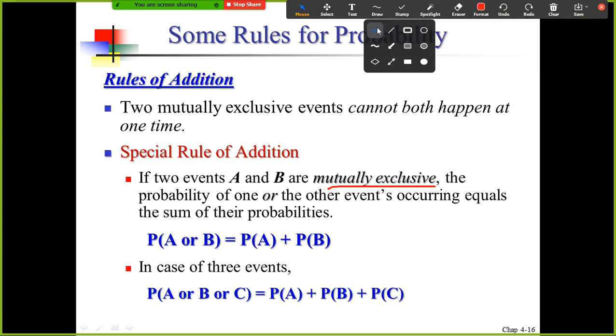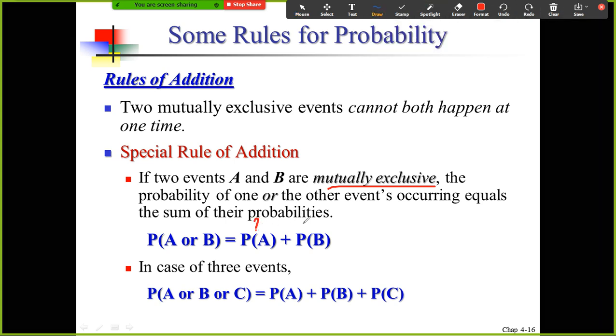And you may ask how to find the probability of A and how to find the probability of B. This is based on the approach that we learned from the previous movie. Okay, it depends on the approach, whether the probability of A or B is a classical probability, empirical probability, or subjective probability.